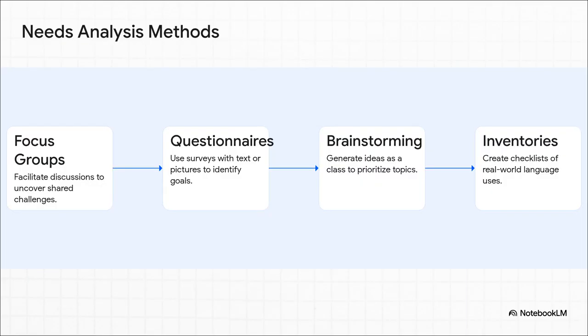We can use really simple, practical methods. We could run focus groups, just to chat and hear about their shared problems. Or use questionnaires, even with pictures for beginners, to help them point to their goals. We can even brainstorm as a whole class to decide what's next, or make checklists of all the places they need English in the real world, like, say, on a job application. The bottom line, you've got to ask before you teach.